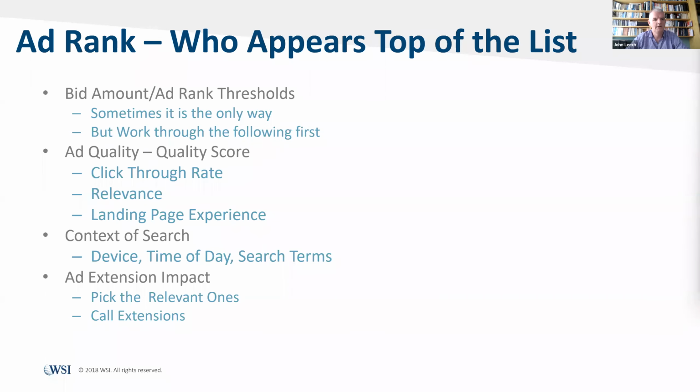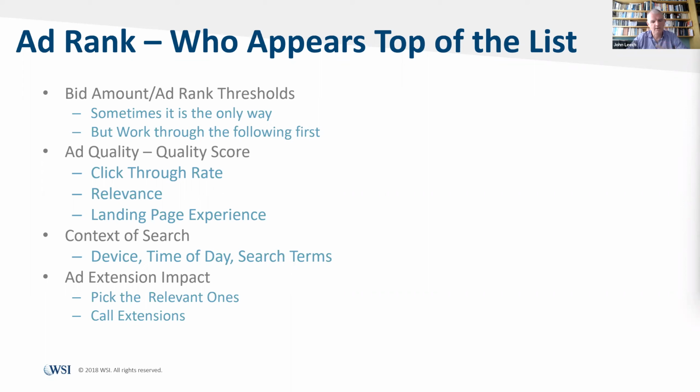And then the other thing is, Google will also look at context of search. So it'll look at device, time of day, some of the search terms that people are using. It'll feed that into its algorithm. And also ad extensions. Ad extensions improve your click-through rate, generally speaking, because you're giving people more options to click on. And if you give them more options, you will get a higher click-through rate, maybe 10, 15% more clicks. And again, by improving your click-through rate, you're improving your quality score.